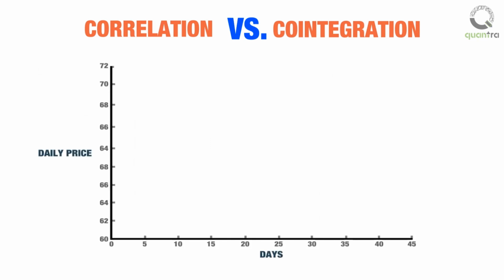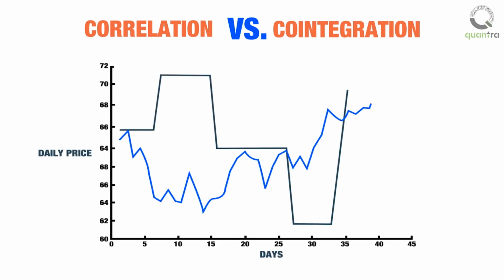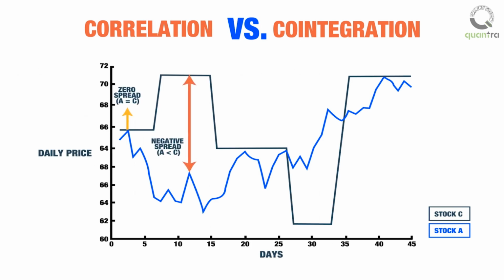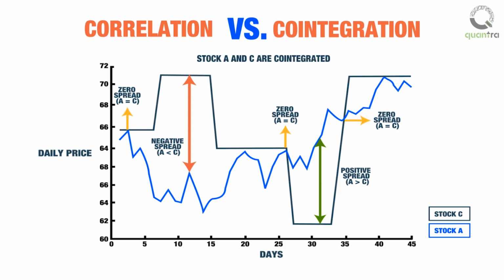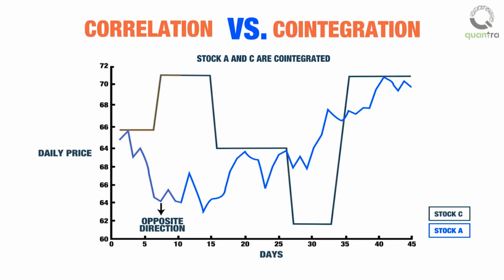For example, in the case of stock A versus stock C, the spread between stock A and stock C goes from 0 to negative, and back to 0. Then, the spread goes to positive, and back to 0. Since the spread is repeatedly coming back to 0, we understand that stocks A and C are cointegrated. However, stocks A and C move in both opposite and same directions at different times. Thus, stocks A and C are far from correlated.